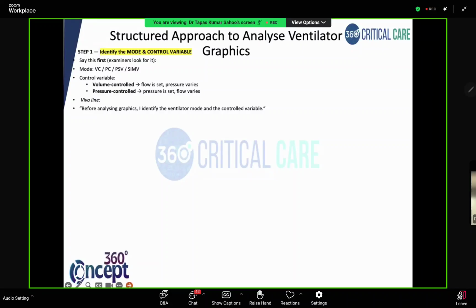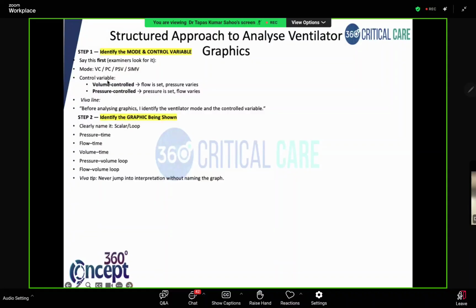And in the viva, always before analyzing the graphics, you will say that I will be identifying the ventilator mode and the control variable. The ventilator mode, I have already told you, and the control variable is whether it is volume control or pressure control. Now the second step: the examiner would show you the graphic, either in the practical on-site exam or in the online exam like EDIC 1, EDIC 2 or any fellowship exams.